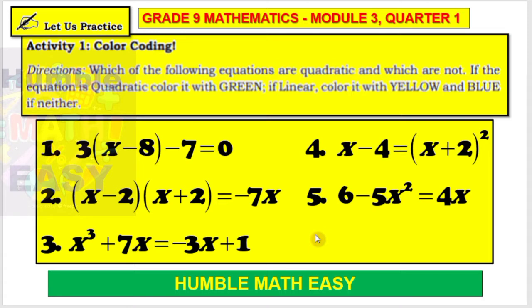So here is the direction: which of the following equations are quadratic and which are not. If the equation is quadratic, color it green. If linear, color it yellow, and blue if neither. So we have now here. Hope you enjoy this. Keep on watching.